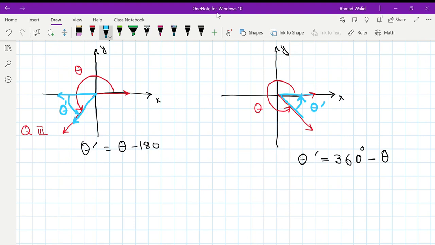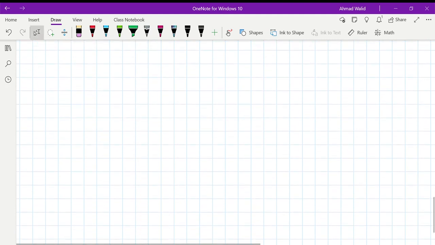Let's do an example. Let's practice with this. Then we will do some more lecture. Example: find exact values of the 6 trig functions for 210 degrees.